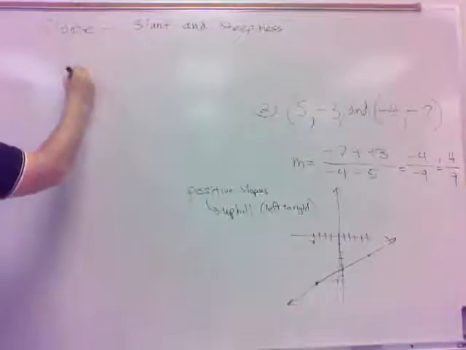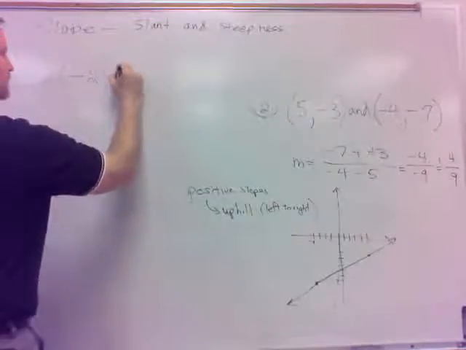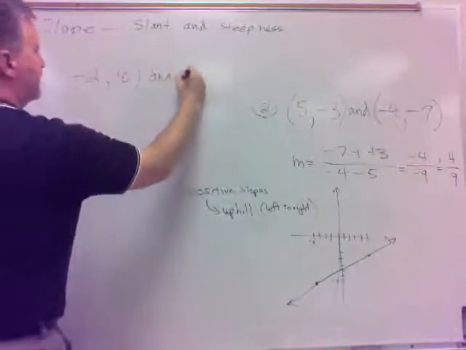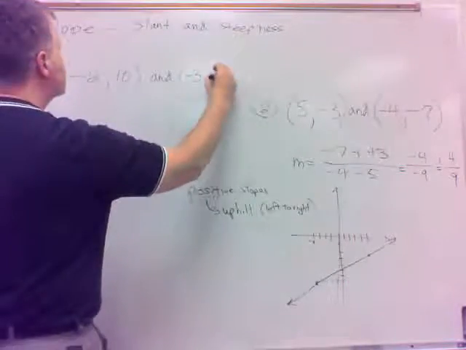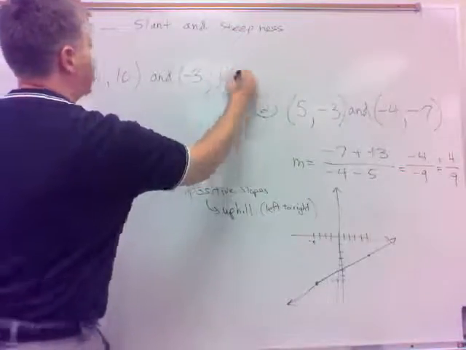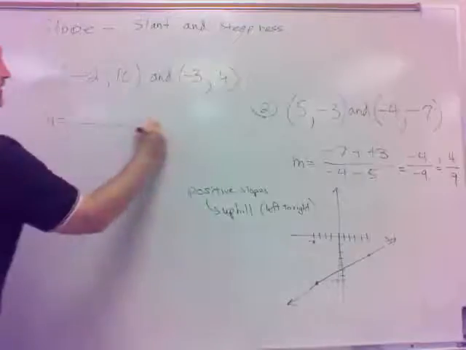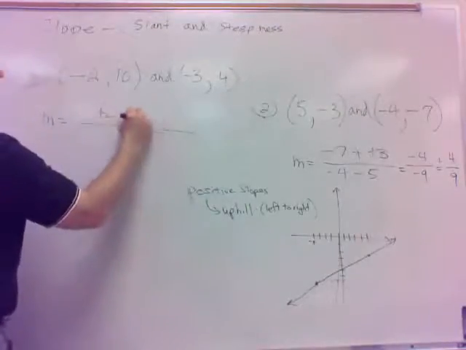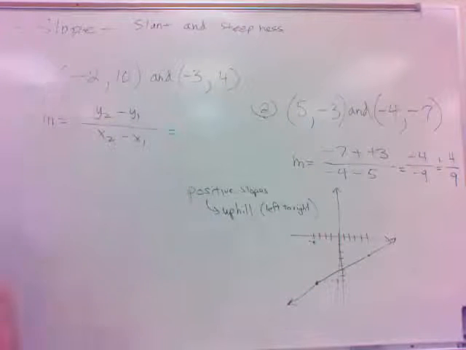Let's do -2, 10, and -3, 4. Good one. What's your slope there? Well, you get y2 minus y1 over x2 minus x1. If you don't know that one, you might want to write it a couple of times. All right?